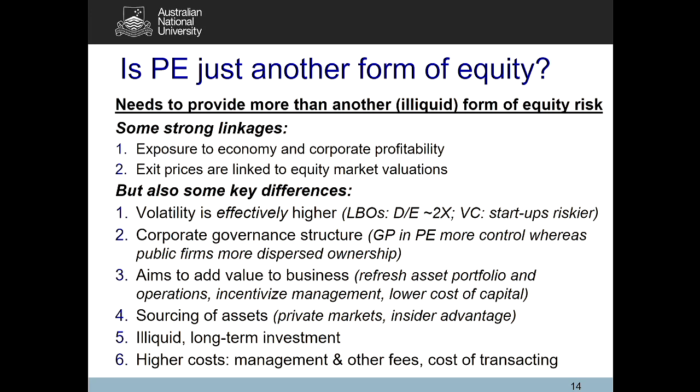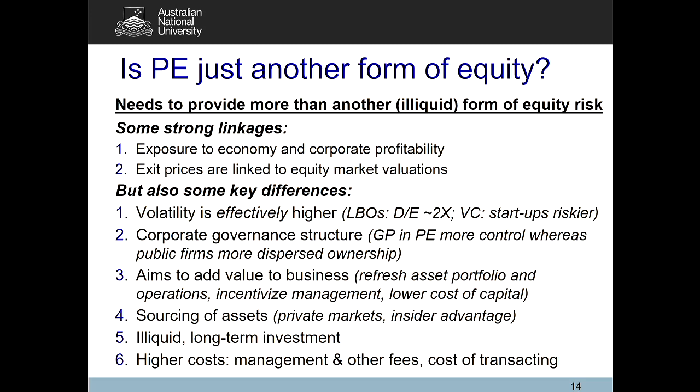But there are also a lot of differences that do help to decouple the return correlations between the two. The first is that volatility in private equity is higher, right? That might be directly through things like LBOs. You've got high debt to equity ratios, often double, like a 2 times debt to equity ratio. But it's also because things like venture capitalists are riskier, right? So you've got a higher volatility, not just because you have a higher leverage, but you have a greater uncertainty in your returns.